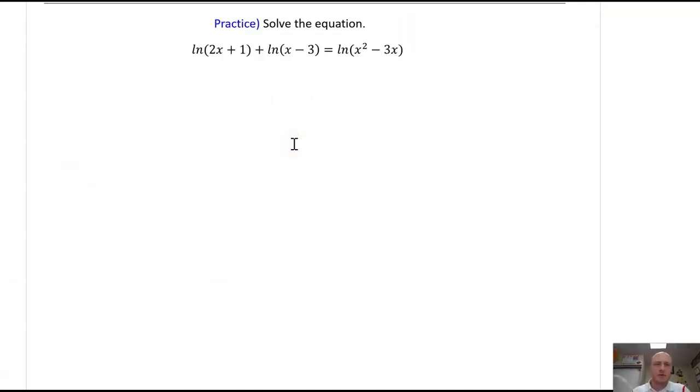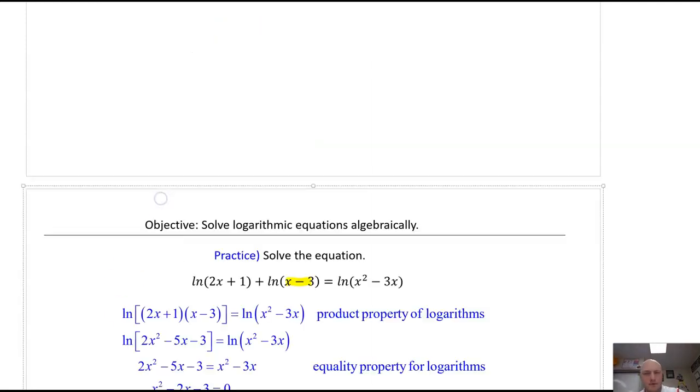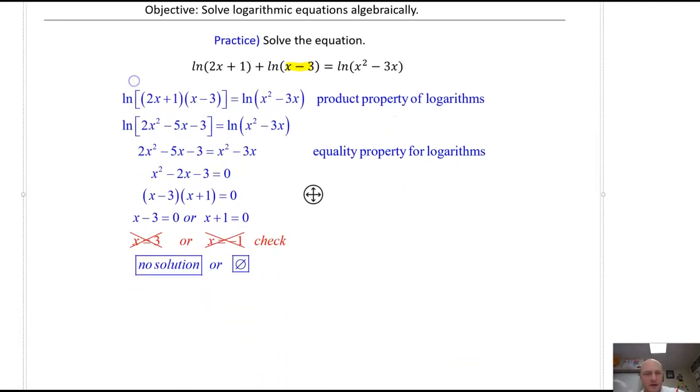All right. Hopefully you gave this one a try. On this one, you just have to go ahead and add. So you're adding the logarithms on the left side, so you multiply them. And go ahead and use the property of equality for the logarithms to cancel out the logarithm. And you get two solutions, 3 and negative 1. Both are extraneous.